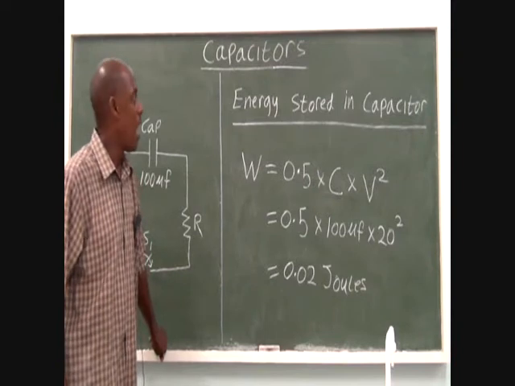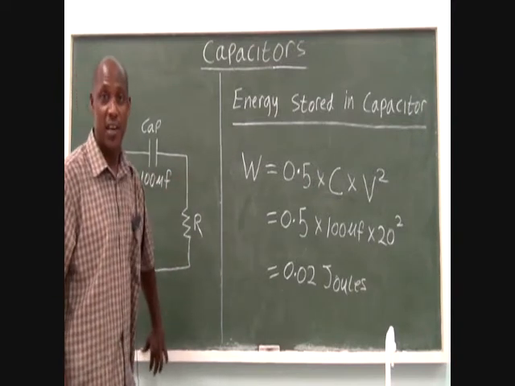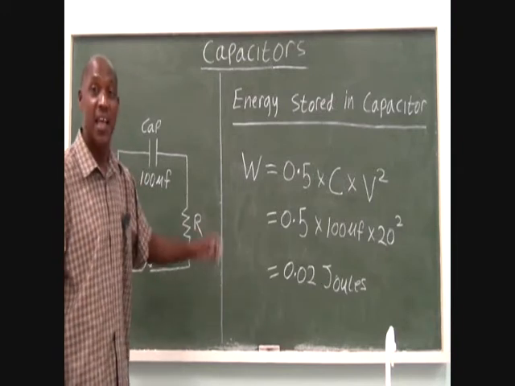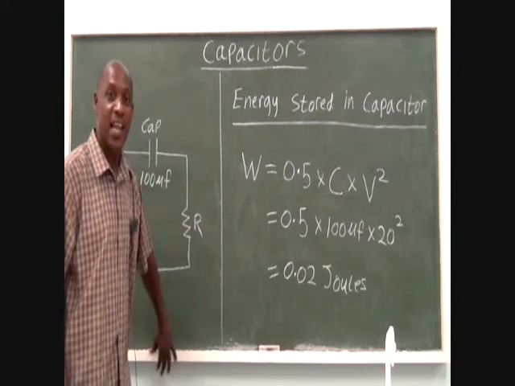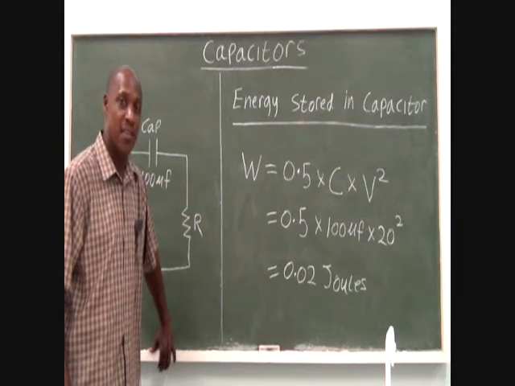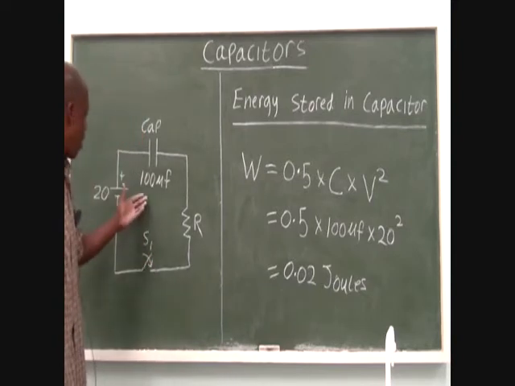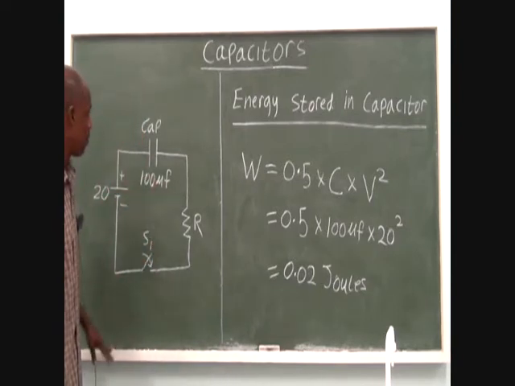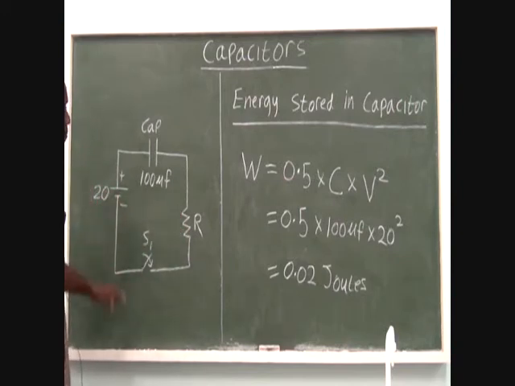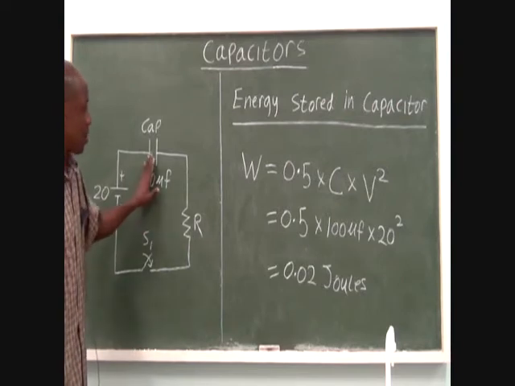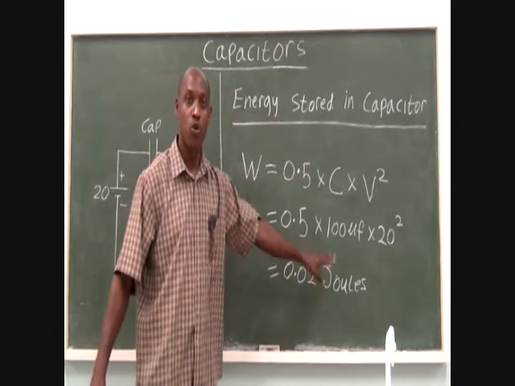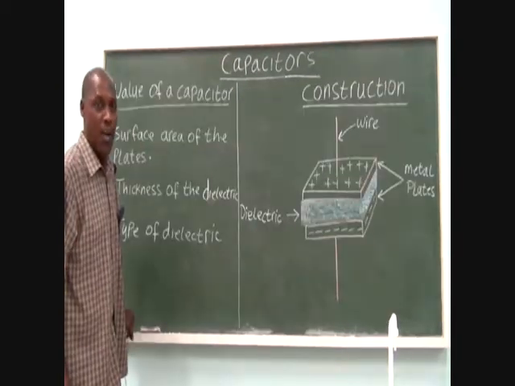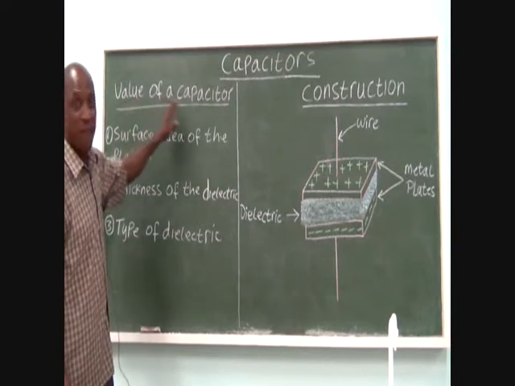Let's go ahead now and look at energy stored in the capacitor. We said that the capacitor has the ability to store energy. Well, let's go ahead and see if we could calculate how much energy a capacitor could store. For a simple circuit like this, once again, where we have a capacitor, resistor, a switch, and a battery, this capacitor is going to store 0.02 joules of energy.